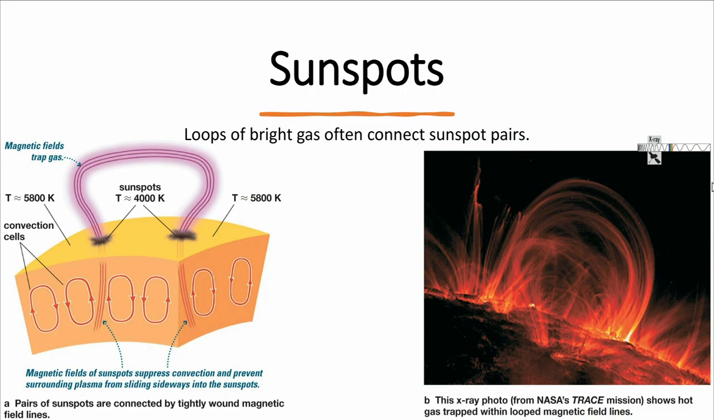And so you have some magnetic field lines coming out from the surface of the sun at one sunspot and then terminating at another sunspot, and then charged particles from the surface of the sun are looping around these field lines, and you get these nice prominences coming off of the sun.